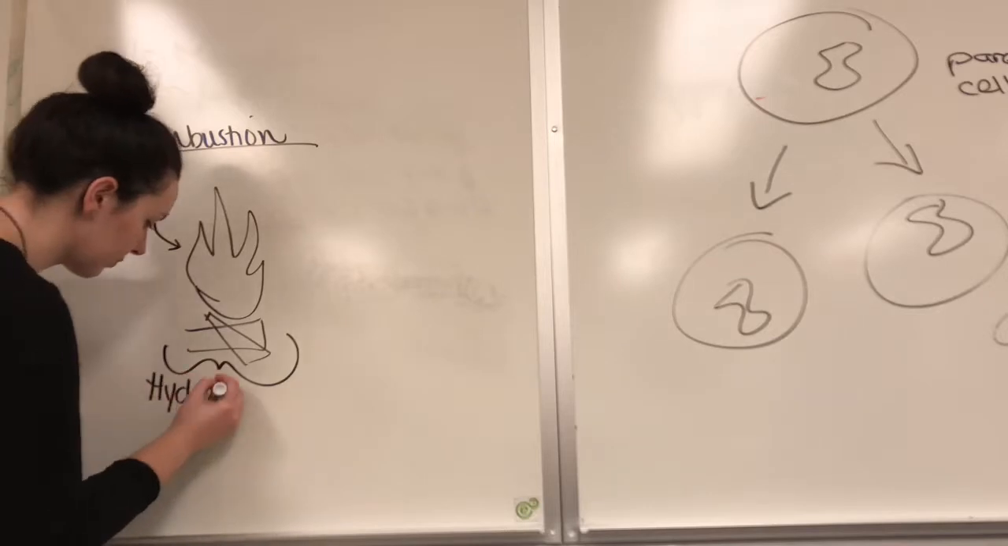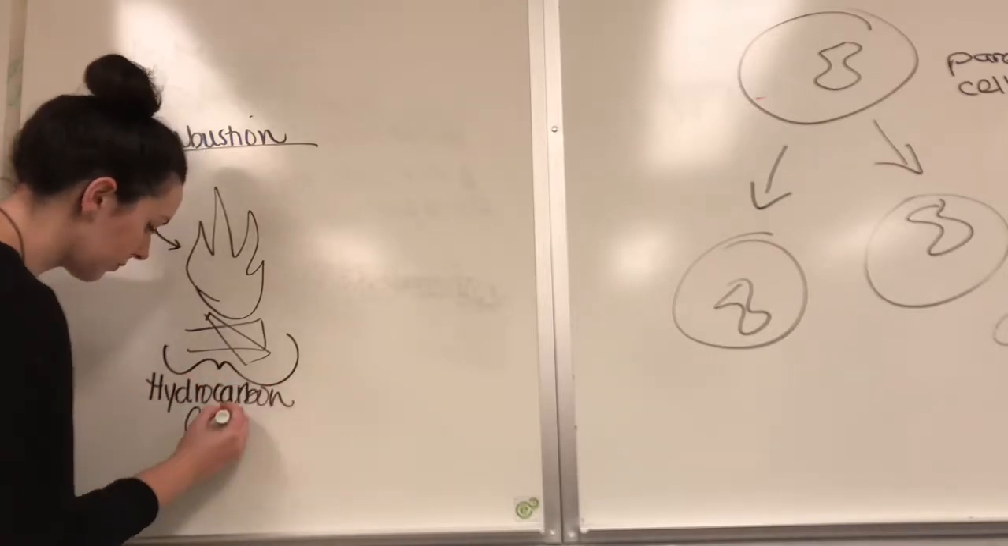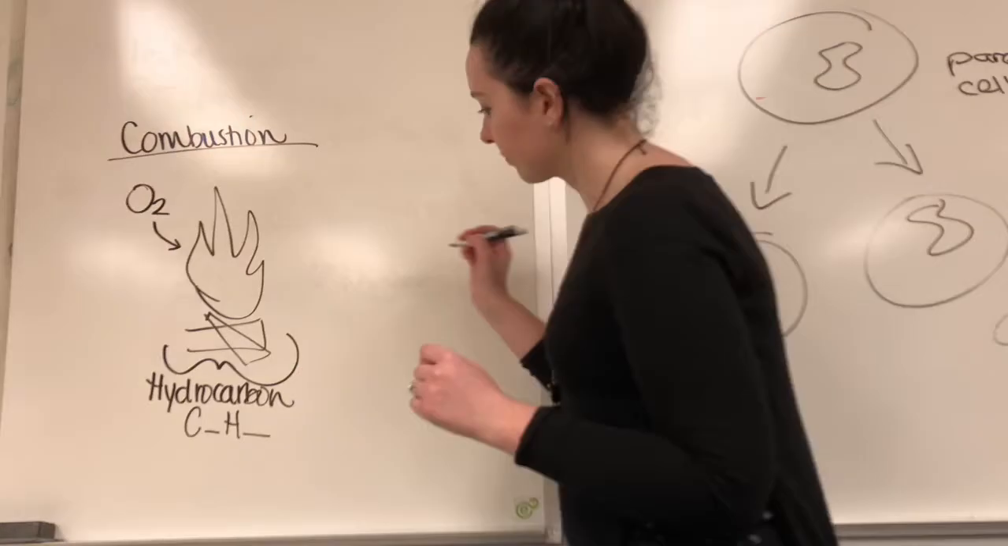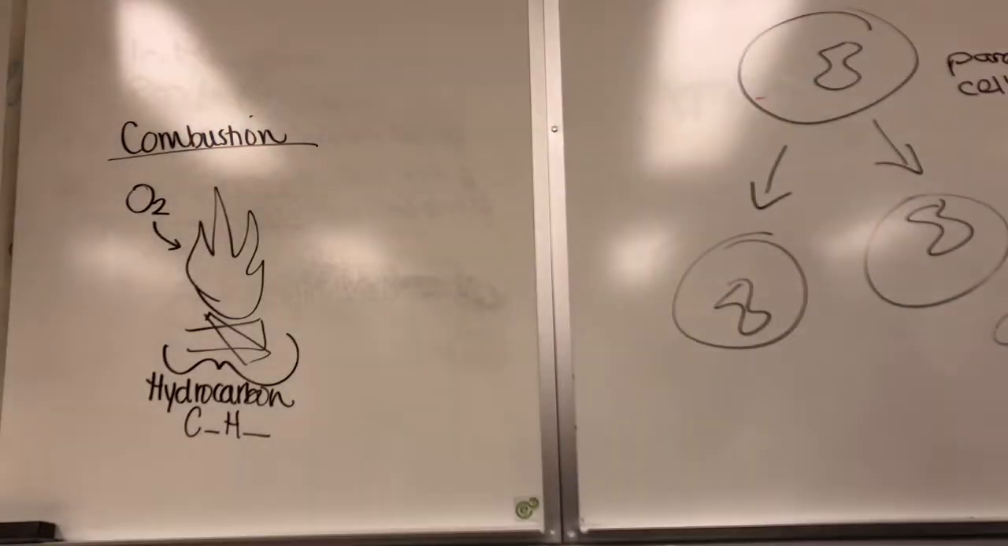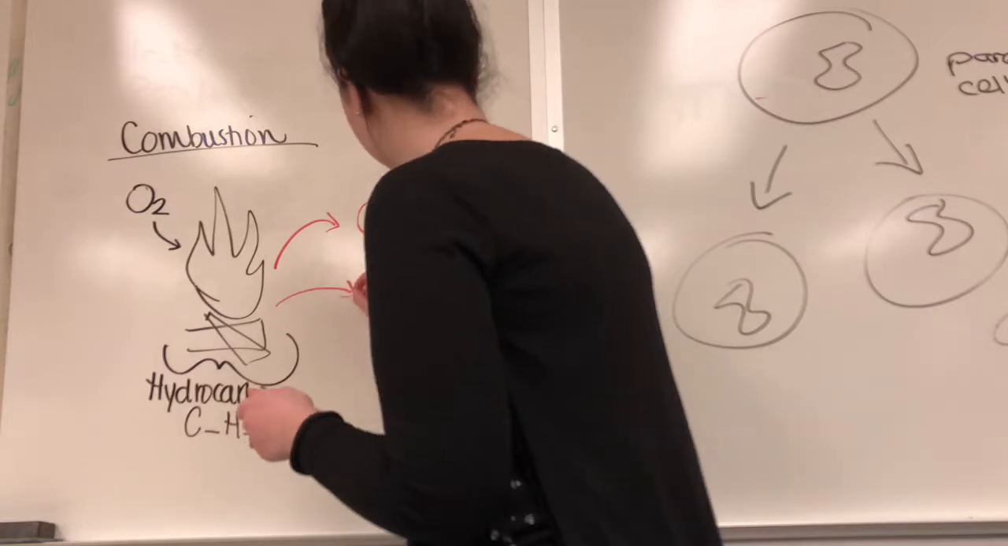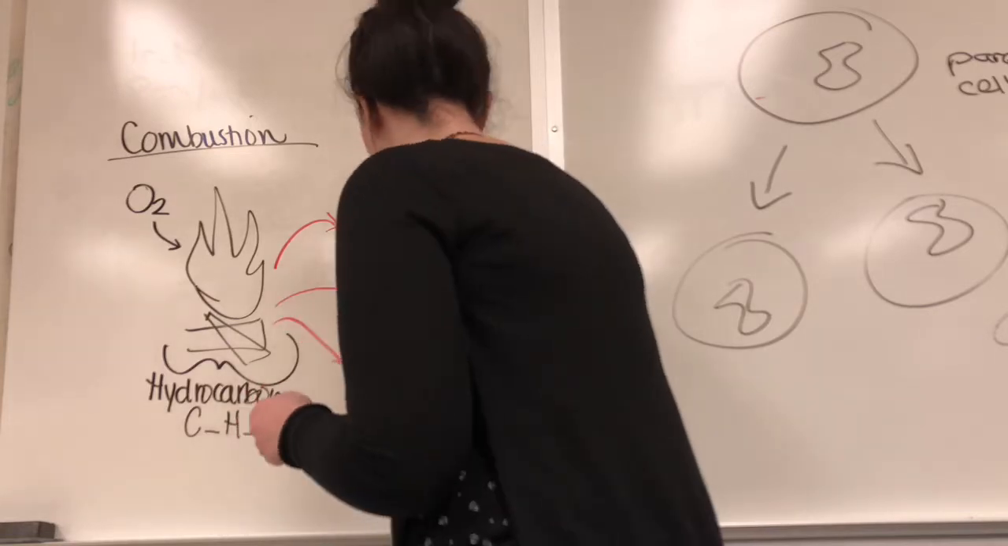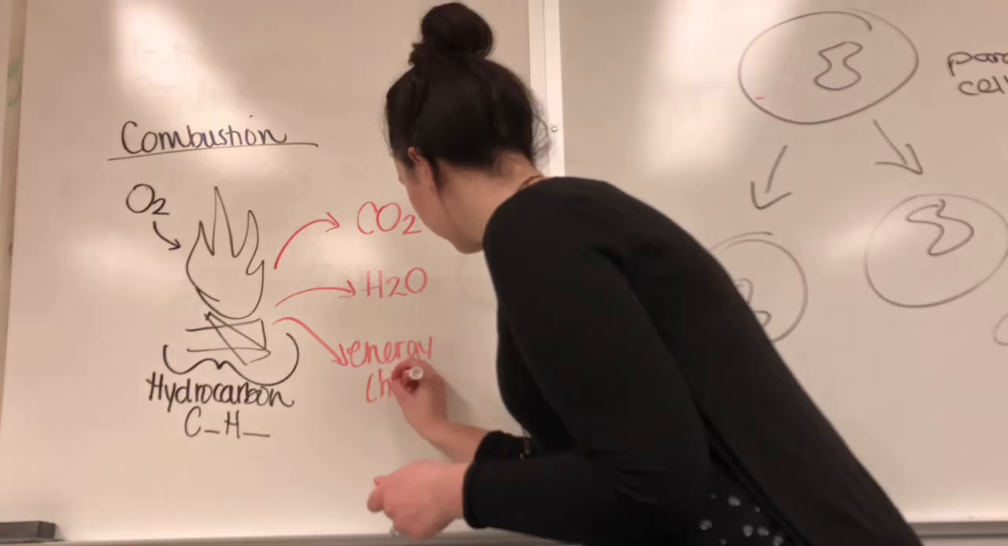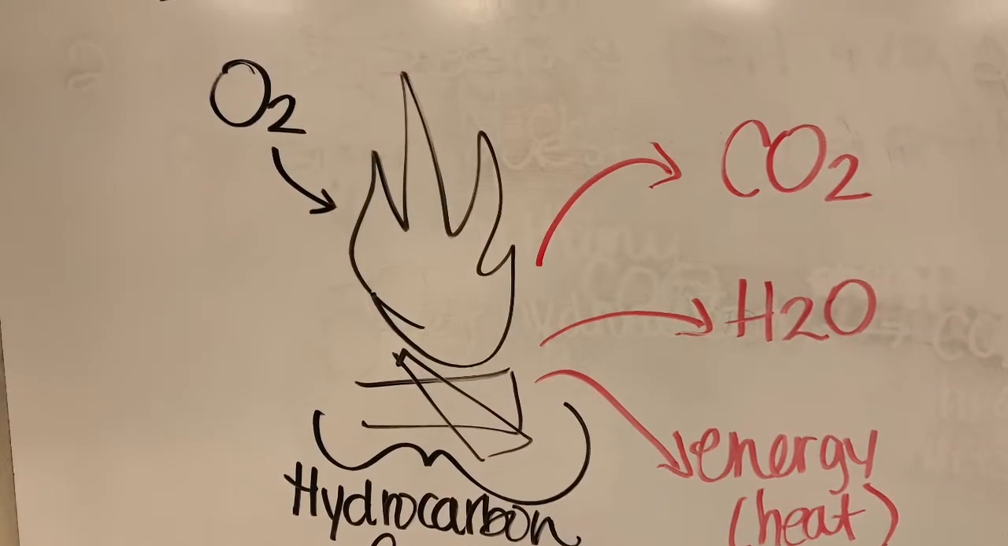So in a combustion reaction, you can see I drew a flame on the board that's burning wood. So oxygen is going into the reaction. The hydrocarbon, which in this case is the wood, is what's being converted into carbon dioxide, water, and energy in the form of heat.